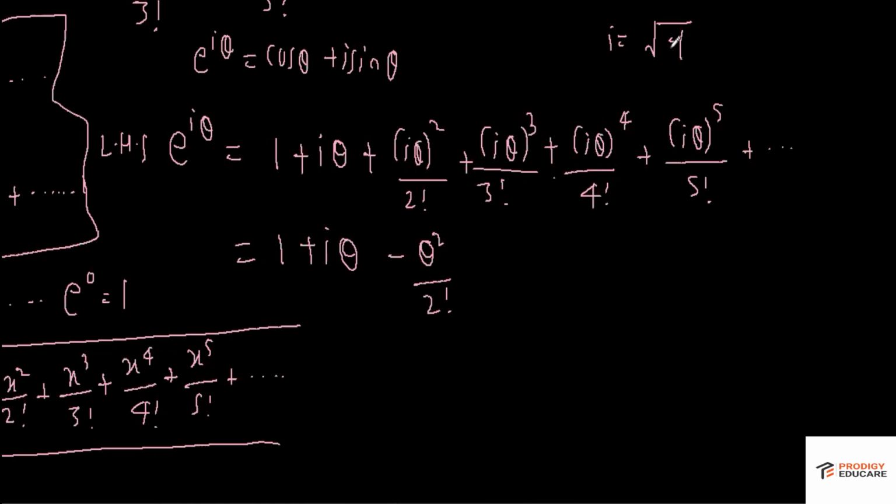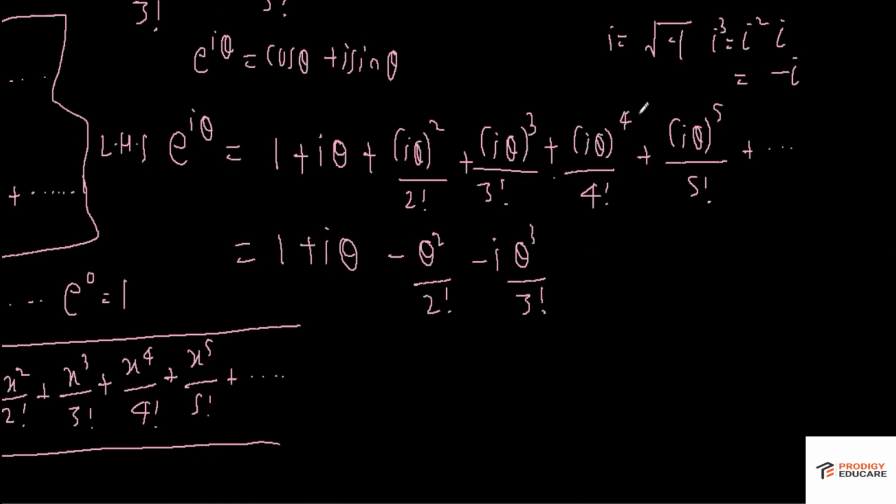Then I have i cubed. i cubed can be written as i squared times i. Now i squared is minus 1, so i cubed becomes minus i. So i cubed is minus i. So instead of this, I'll write minus i times theta cubed by 3 factorial.